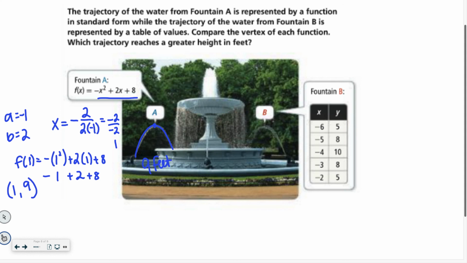Okay, let's figure out fountain B. Looking at a graph. Remember, parabolas are symmetric. So I'm looking for numbers to kind of mirror each other. If I look, I have a 5 and a 5. I have an 8 and an 8. So that tells me that my vertex is going to be this point right here, -4, 10. So that means that my height of this fountain is 10 feet. So that means that fountain B reaches a higher height.